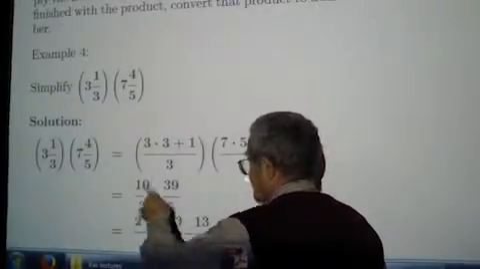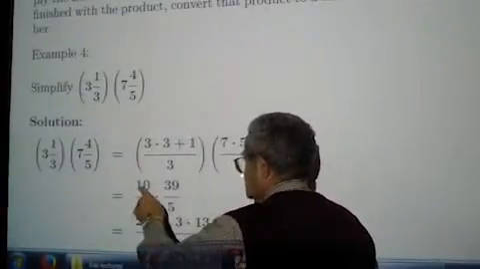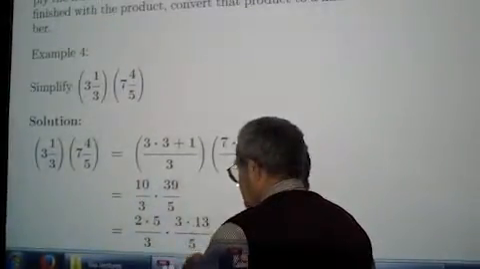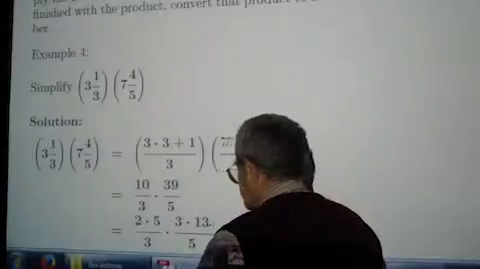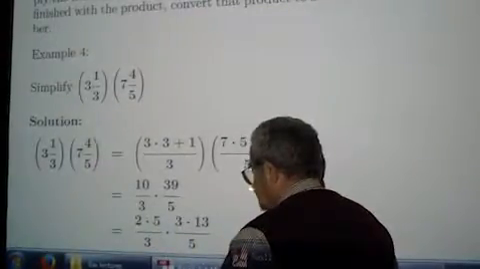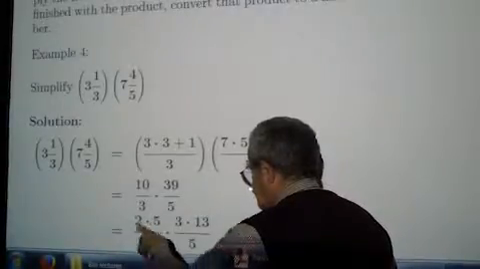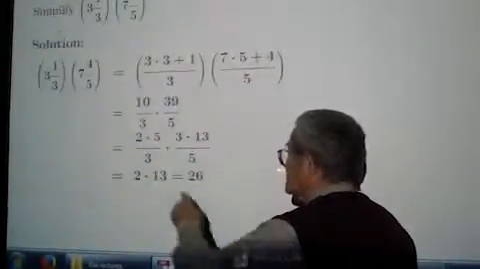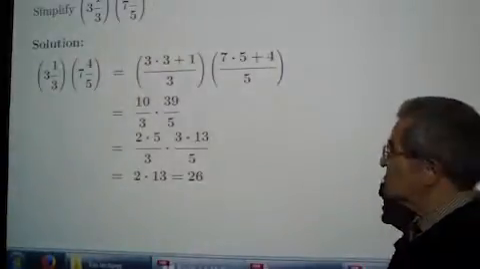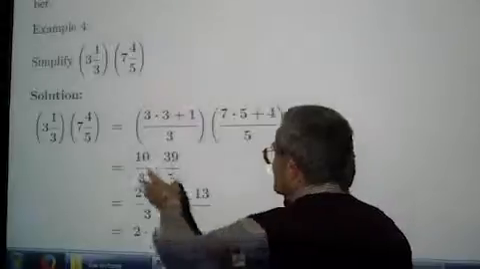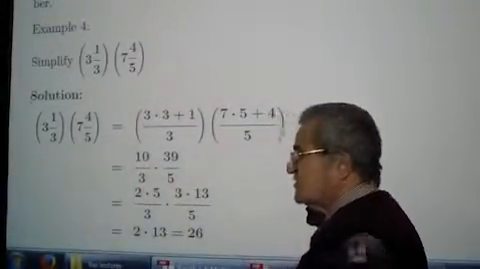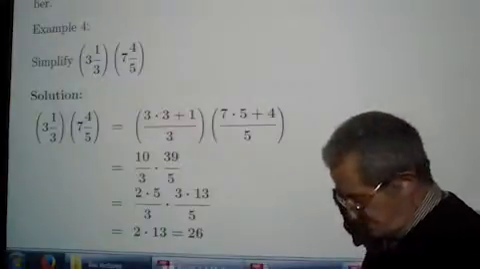As a matter of fact, why don't you reduce? 5 goes into 10 twice. This is our multiplication. 3 goes into 39 13 times. Now, isn't that simpler? 5 over 5 drops out, 3 over 3 drops out. Without much work, you are left with 2 times 13, which is 26. So try not to multiply these two numbers before you know whether you can reduce. Once you're finished with your reduction, multiply.